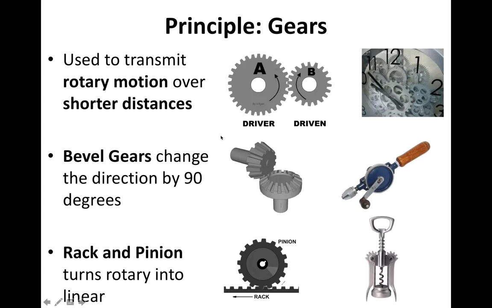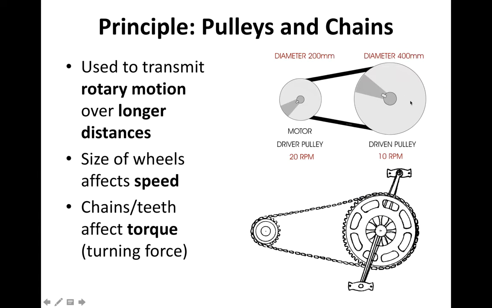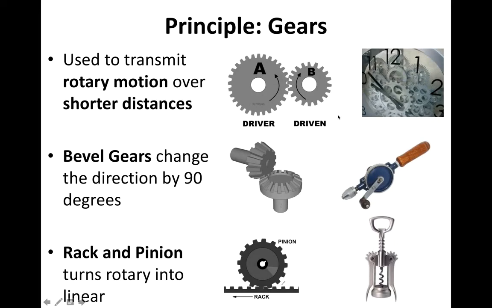Speaking of bikes, you need to have a rough awareness of gears. Gears are used to transmit rotary motion again, but over shorter distances. In other words, they have to be right next to each other. Pulleys can be far apart because they use this belt to be connected. Gears have to be right next to each other. You can see an example there inside a clock. Usually the one that does all the work is called the driver. The one that actually gets turned by the driver is called the driven.